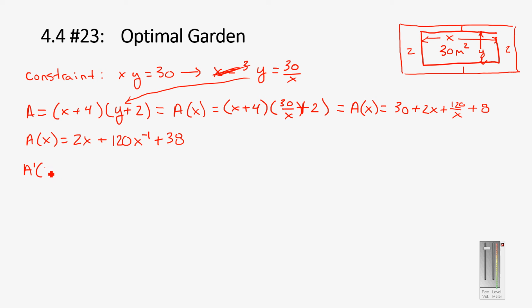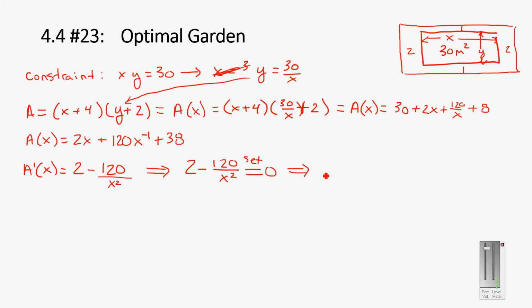And I'm going to do A prime of x equals 2. So the derivative of 2x is 2. The derivative of 120 x to the minus 1 is minus 120, the negative 1 comes in front, x to the minus 2. So that'll be negative 120 over x squared. And the 38 just goes away. And so what I want to do with that now is set that derivative equal to 0. So I'm going to take 2 minus 120 over x squared and set it equal to 0.